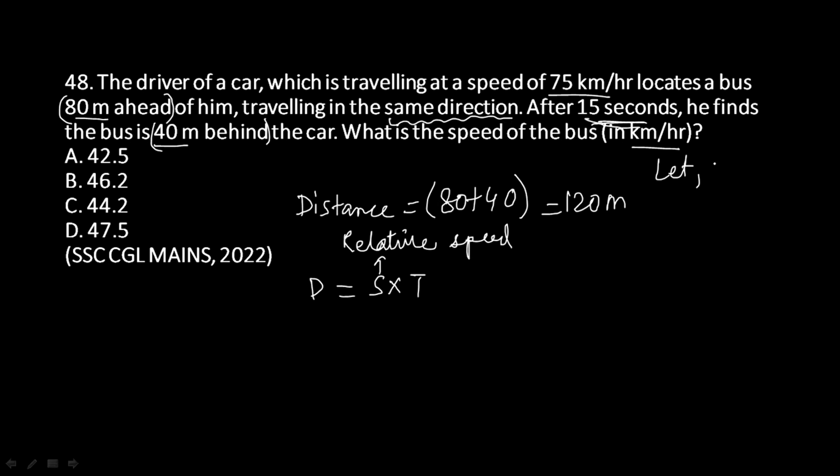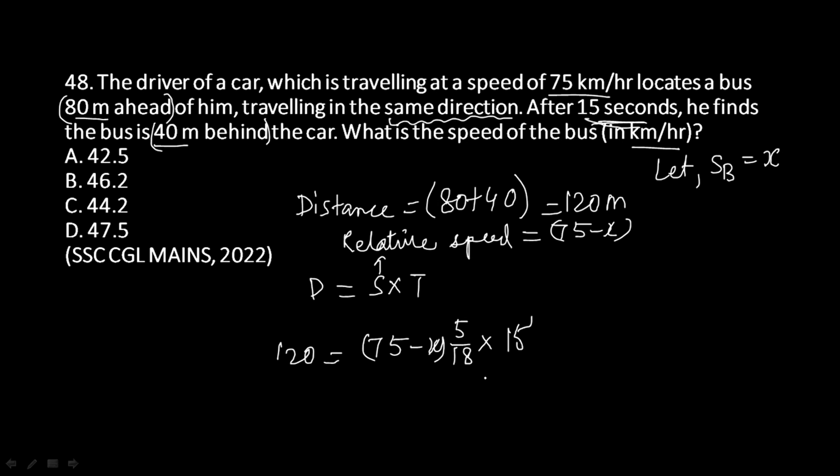Speed of the bus we let as x, so the relative speed will be 75 minus x. So distance is 120, it is 75 minus x, and we have to multiply it with 5 by 18, into time. What's the time? Time is 15 seconds, right? So 120 by 15 is 8. So it will be 8 into 18 upon 5 is equal to 75 minus x.